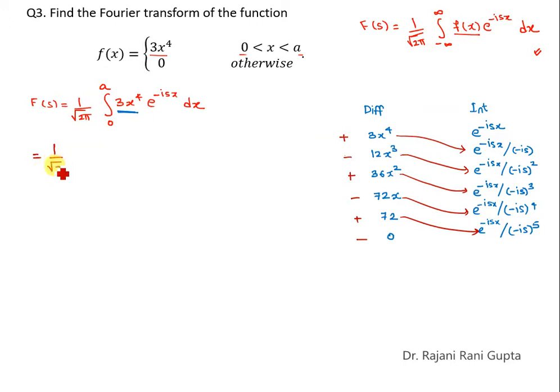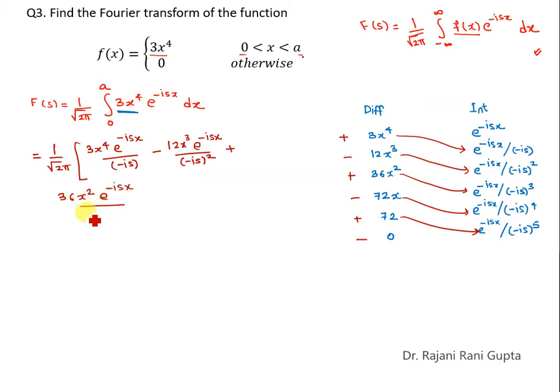1 over square root of 2 pi integral, plus, plus is plus, 3x⁴ e^(-iota s x) over minus iota s. Then minus 12x³ e^(-iota s x) over (minus iota s) to the power 2, plus 36x² e^(-iota s x) over (minus iota s) to the power 3.